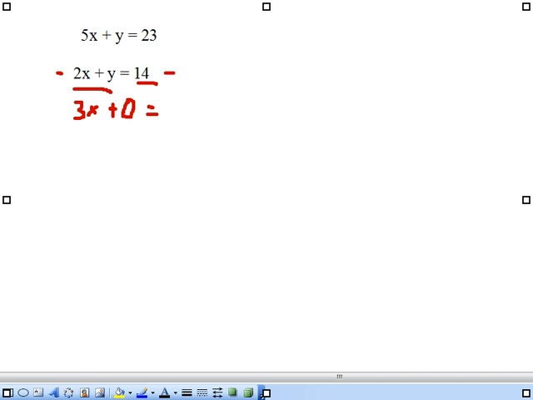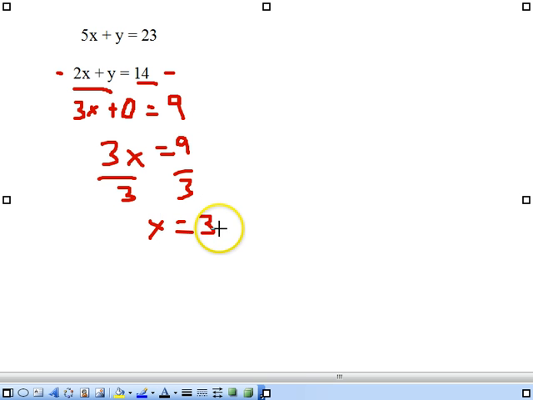And then 23 minus 14 is 9. So then you get 3x equals 9. Then you divide by 3 on both sides, and you get x equals 3, because 9 divided by 3 is 3. That gives you the first part of your solution. Your x value is 3.